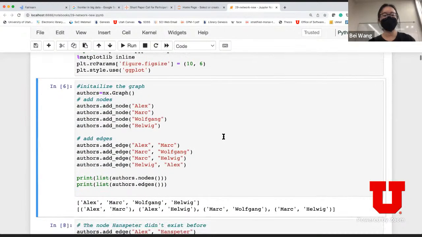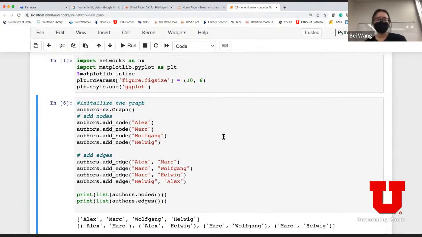And one thing we can do with NetworkX is define a graph. So I'm going to initialize a graph. This graph is an authors graph, and I'm going to put in a bunch of names. So when I say add node, add node, add node, I'm just adding the name of the author in this graph. So this is a graph.